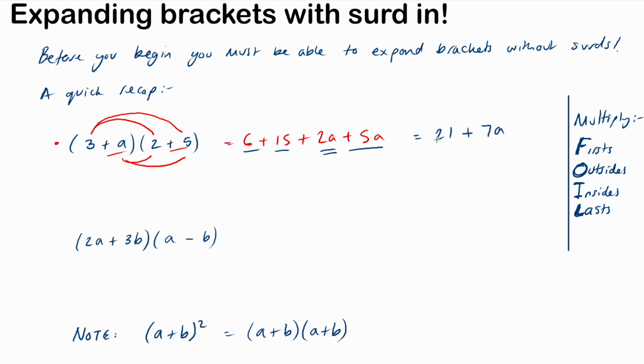Now, we tend to write this the other way around. We tend to put the letters before the numbers on their own. So in this case, that would be neatened up to be 7a plus 21.